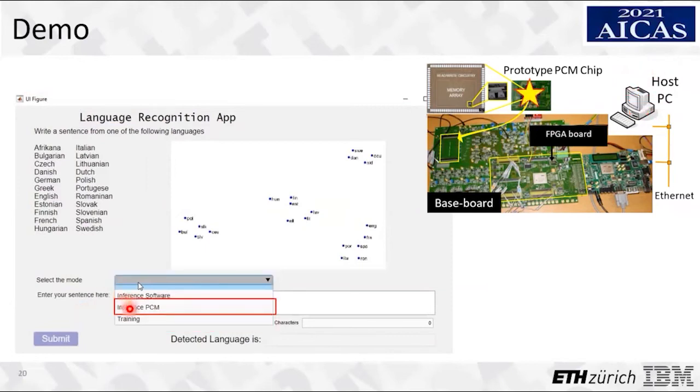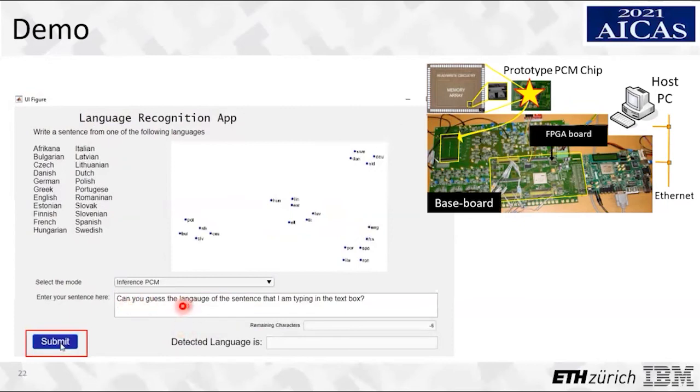In the second mode, which is of interest to us in this demo, it runs inference on the PCM chip. So in this case, the query sentence is transmitted to the prototype PCM chip, which has the item memory and the associative memory already programmed on the array. With the help from item memory in the PCM array, a query hypervector is constructed and used to match against the profile hypervectors that are also on the PCM array. So the third mode is used to incrementally train the model further. In this case, the query hypervector is used to update the corresponding profile hypervectors.